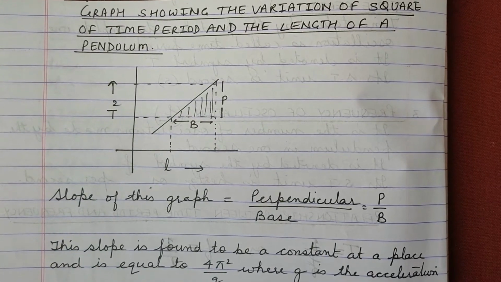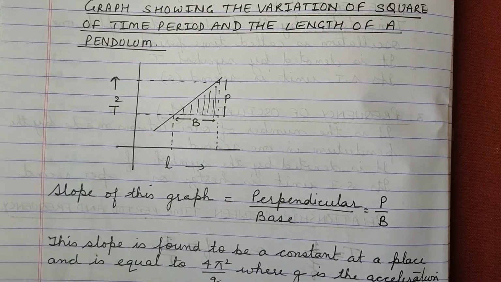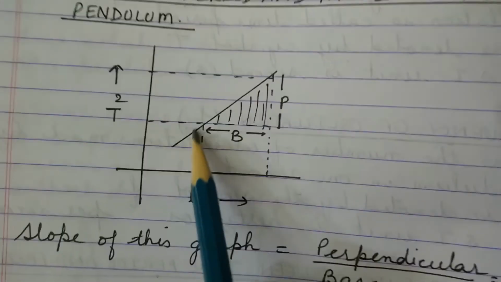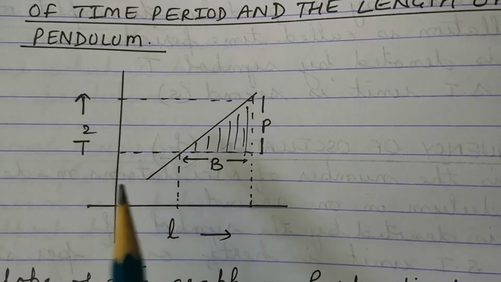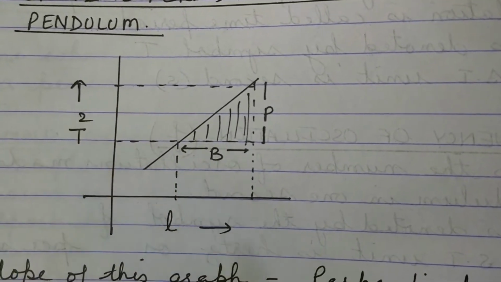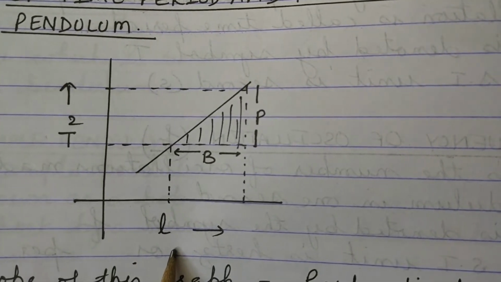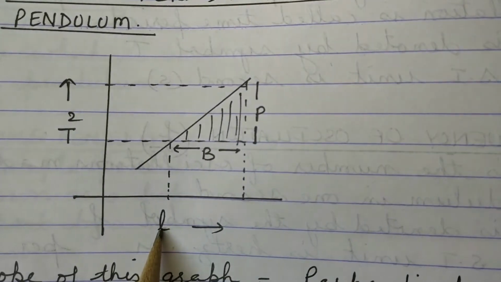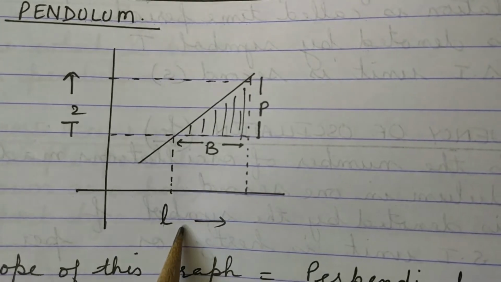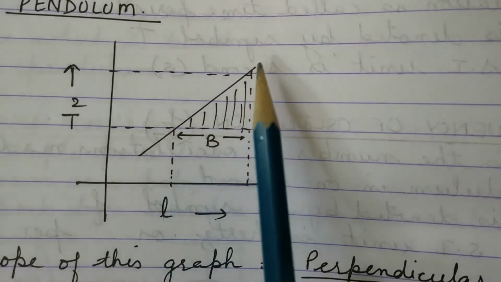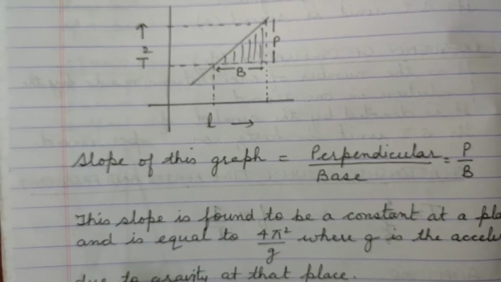If you are asked to plot a graph between square of the time period and length of the pendulum, then you'll find that it is going to come as a straight, oblique line, more or less passing through the origin. So T square you will always take on the y-axis and length will be on the x-axis, because we have said graph between square of the time period and length. Whatever is spoken first will be on the y-axis, and whatever is spoken later will be on the x-axis. And the slope of this line will give us the acceleration due to gravity of the place.